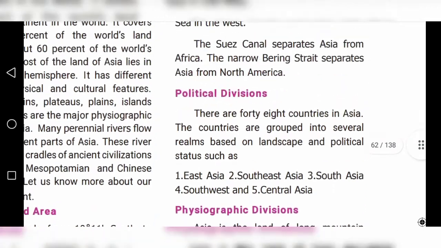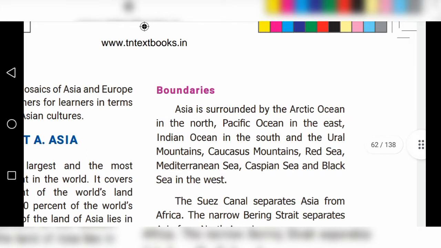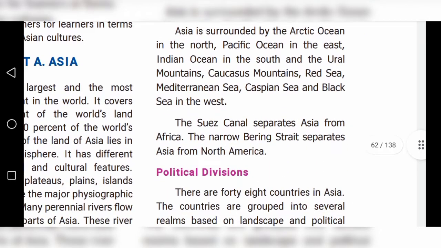Next, boundaries. What are the things bounded by Asia? Asia is bounded by the Arctic Ocean in the north, Pacific Ocean in the east, Indian Ocean in the south, and the Ural Mountains, Caucasus Mountains, Red Sea, Mediterranean Sea, Caspian Sea, and Black Sea in the west. So all four sides are surrounded. And the Suez Canal.